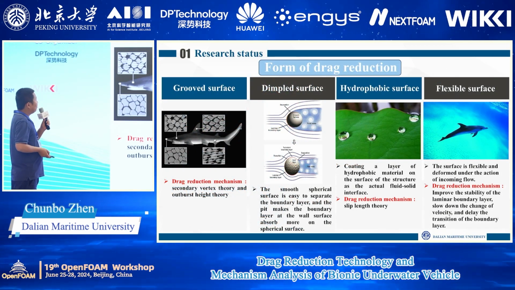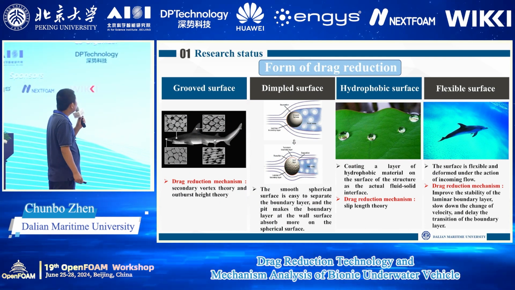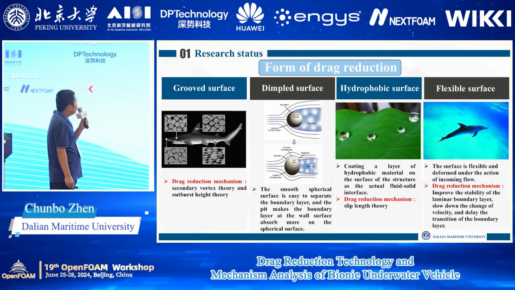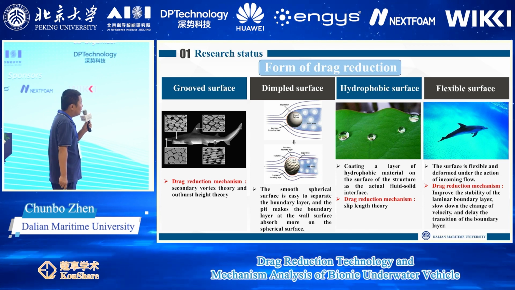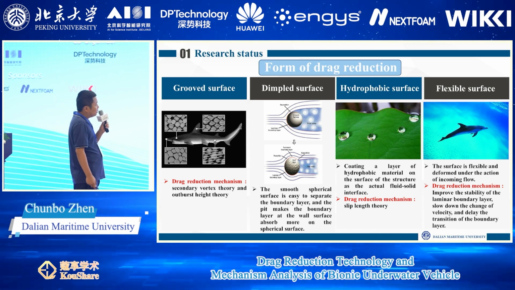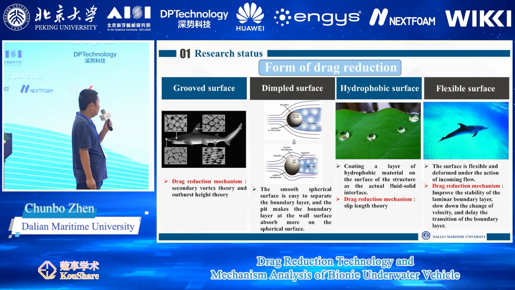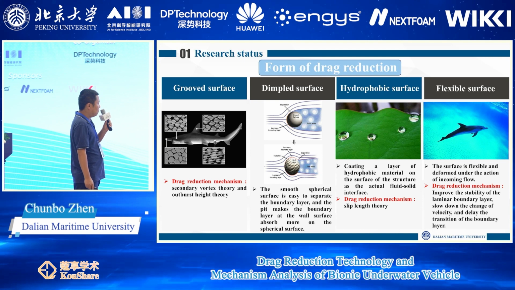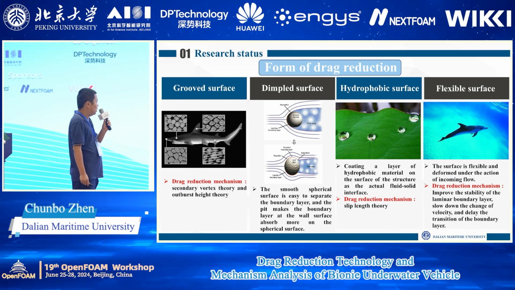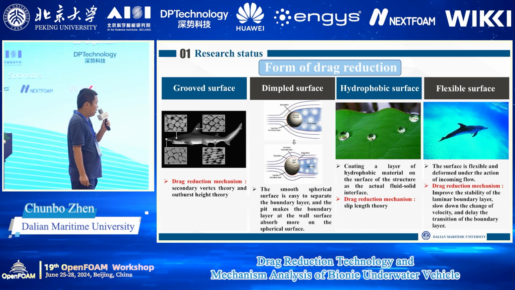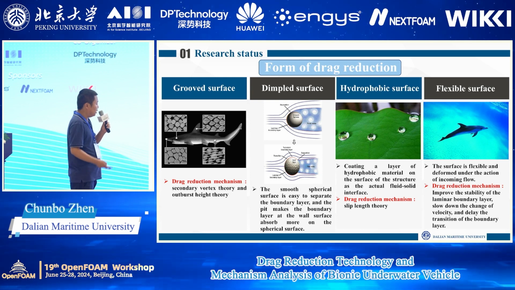The forms of drag reduction include four types. The first one is the grooved surface, the second is the damping surface, the third is the hydrophobic surface, and the last is the flexible surface. For the flexible surface, the surface is flexible and deformed under the action of incoming flow. The drag reduction mechanism is to improve the stability of the laminar boundary layer, slow down the change of velocity, and delay the transition of the boundary layer.